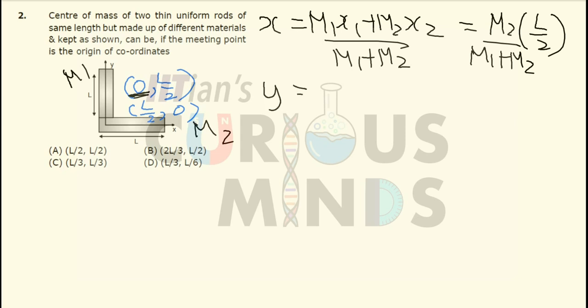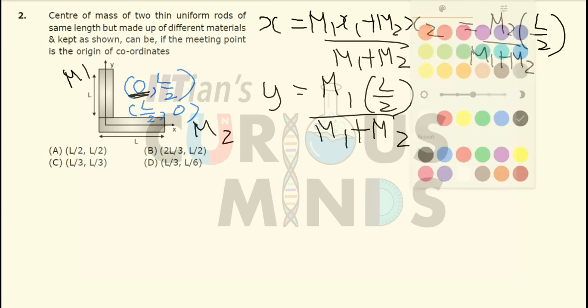Similarly, along the y-axis, y will be equal to m1 L by 2 divided by m1 plus m2. So we have to calculate which point can be the center of mass. There are three possible cases.